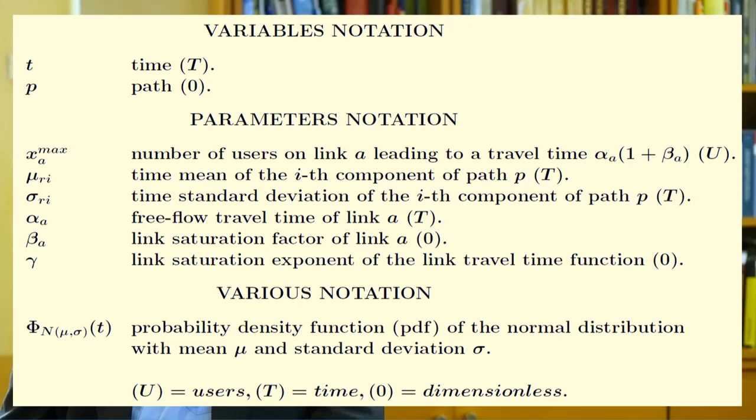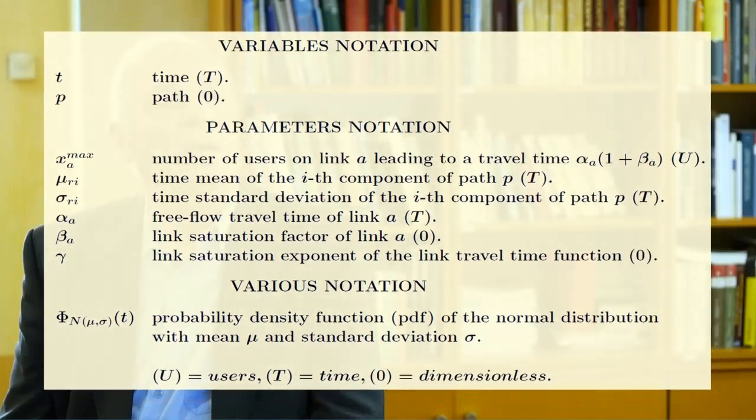Sigma Ri is the time standard deviation of the ith component of path P. Alpha A is the free flow travel time of link A. Beta A is the link saturation factor of link A. And finally, gamma is the link saturation exponent of the link travel time function. Finally, phi of n of mu and sigma of t is the probability density function PDF of the normal distribution with mean mu and standard deviation sigma.